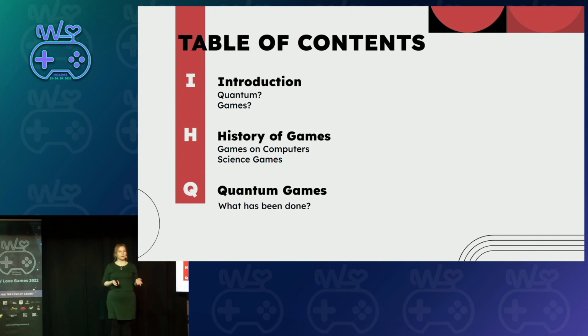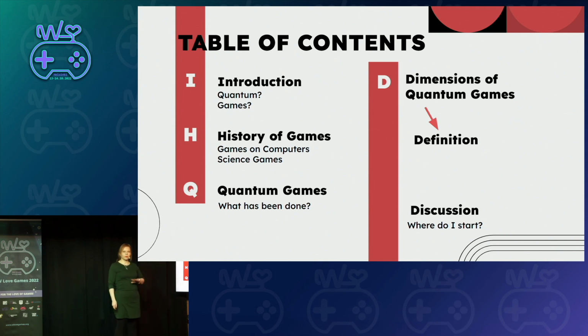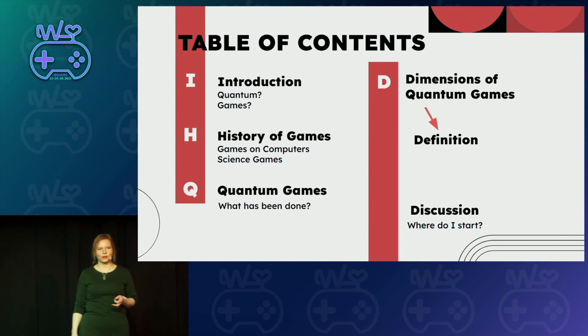So I'm going to tell you what I mean by all this quantum stuff and which games I'm referencing. And we'll take a little sneak peek at the history of games, basically on computers. I'm going to touch on the term science games here because I want to clarify something that I feel is a bit wrong related to it. And then we'll see what kinds of quantum games there are and what has been done. Maybe I'll also introduce some dimensions of these quantum games, provide a definition using this, and have a little discussion as well.